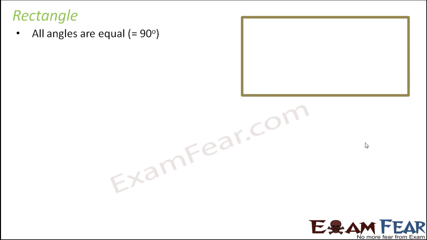Rectangle. In a rectangle, all angles are 90 degrees. If we say that this is a rectangle ABCD, then angle A equals angle B equals angle C equals angle D equals 90 degrees. So that is the first property of a rectangle.